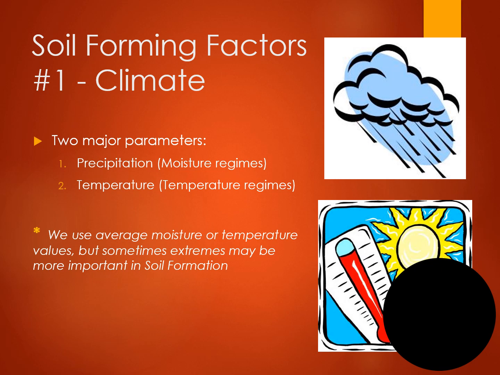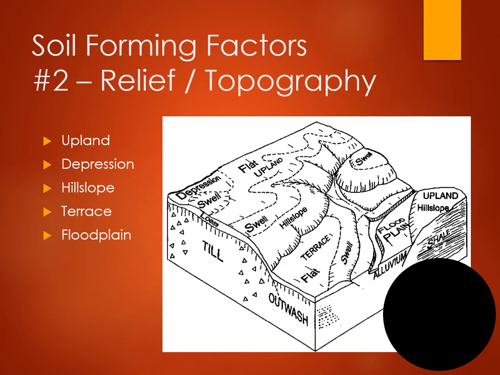When we talk about soil climate, there are 2 major parameters: precipitation and temperature. We usually use the average moisture or temperature values, but sometimes extremes may be more important in soil formation. Really what we're taking a look at here is how much rainfall and how hot or cold it is in a given area, and this is super influential in how soils are formed.